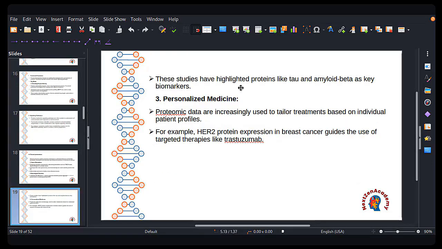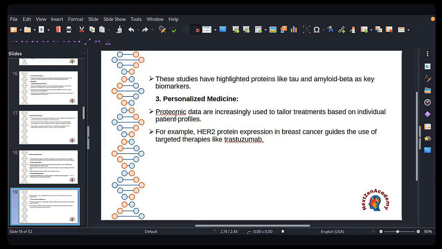Then these studies have highlighted proteins like tau and amyloid beta as key biomarkers. So biomarkers will be any specific molecule, if its concentration is high in any cell or if its concentration is low, then we can analyze it.